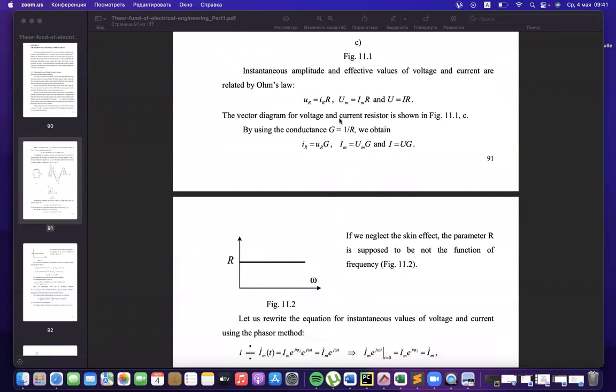Then also we could write Ohm's law, instead of the resistivity value, in the value of conductivity, the opposite value G. Conductivity is 1 over R.